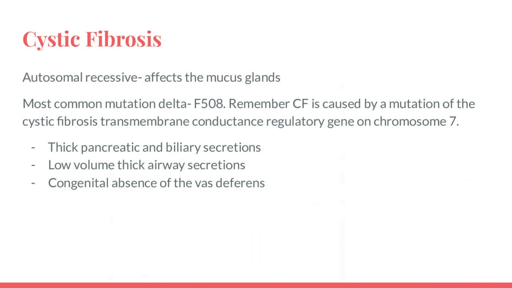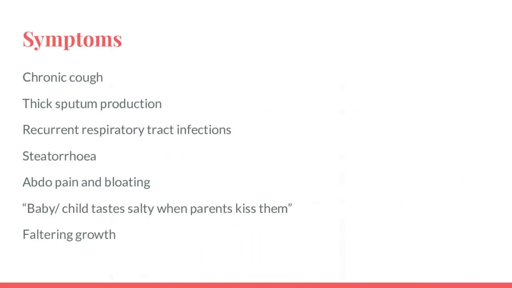Sort of key things to think about is the thick pancreatic and biliary secretions, low volume thick airway secretions, and the congenital absence of the vas deferens are important to know about. So in terms of symptoms, you have a chronic cough, you may have the thick sputum production, recurrent infections, steatorrhea, abdo pain and bloating.